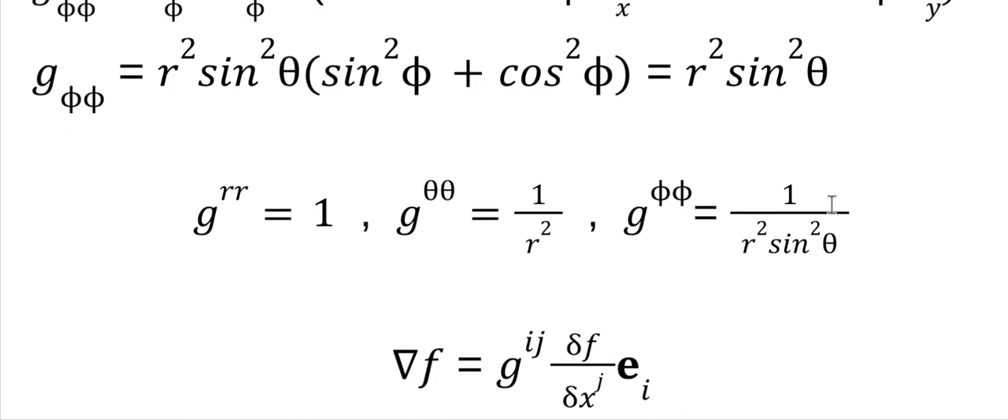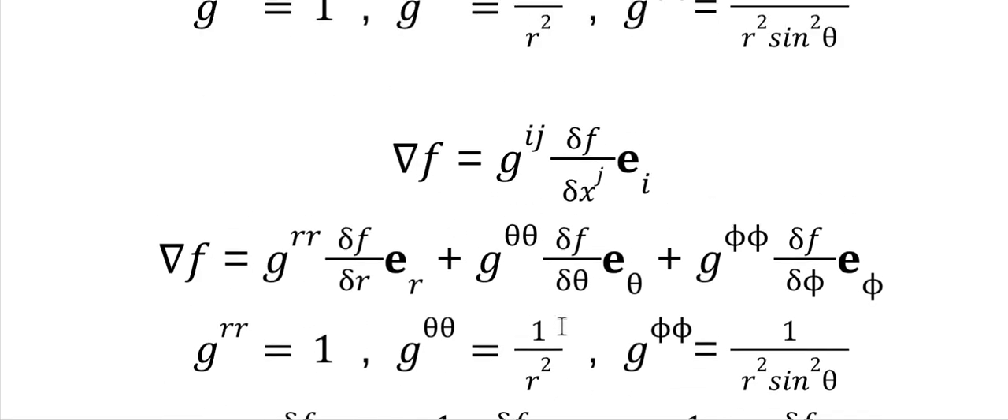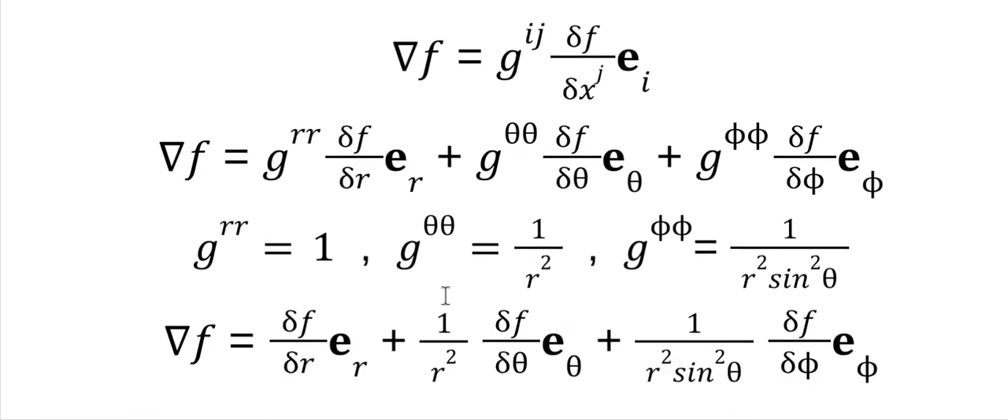So here's the generalized equation. Okay, so this is a double sum, right? You got i, j, j. But it can only be what we have. Everything else is 0. So we just start with rr. What is g^rr? It's 1. Then we write down the partial of f with respect to r, e_r. What's g theta theta? Oh, here. We need to go down to here. I'm sorry. Okay, so we got 1, the partial of f with respect to r, e_r.